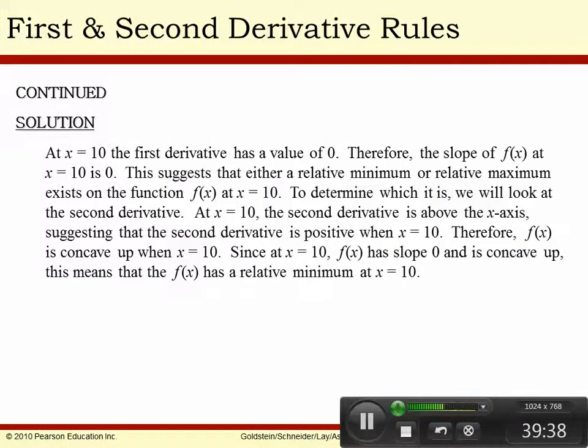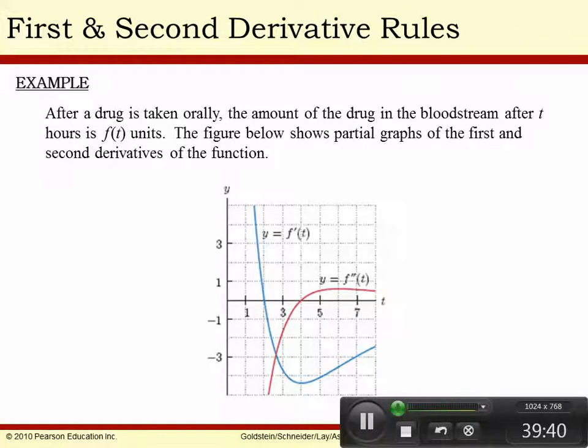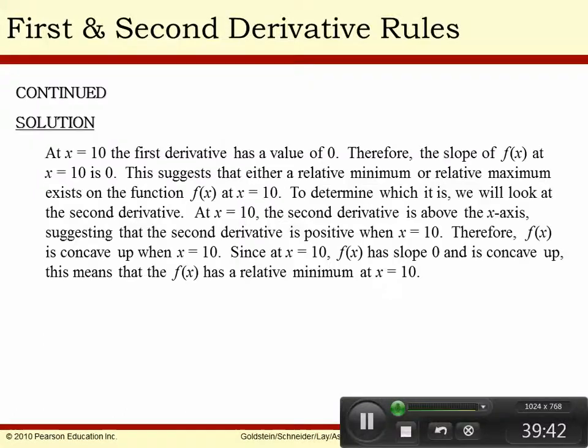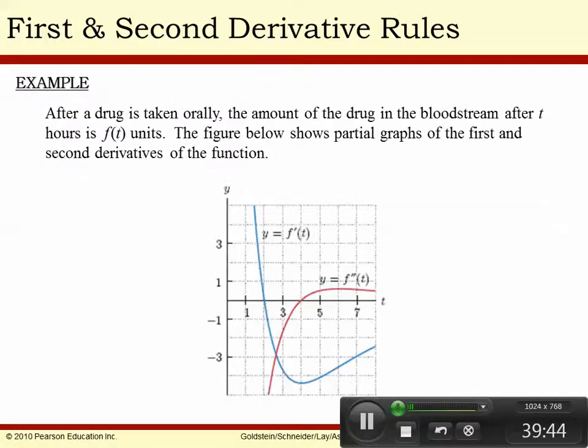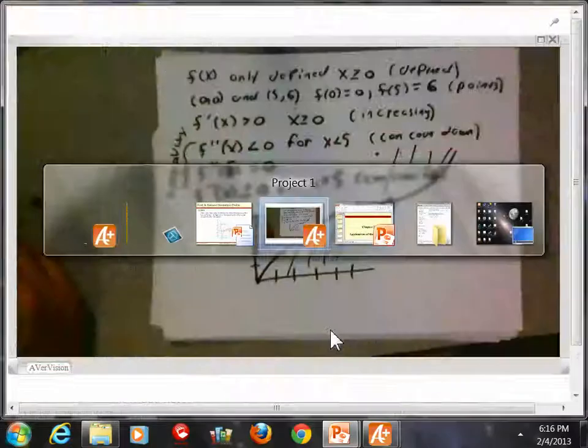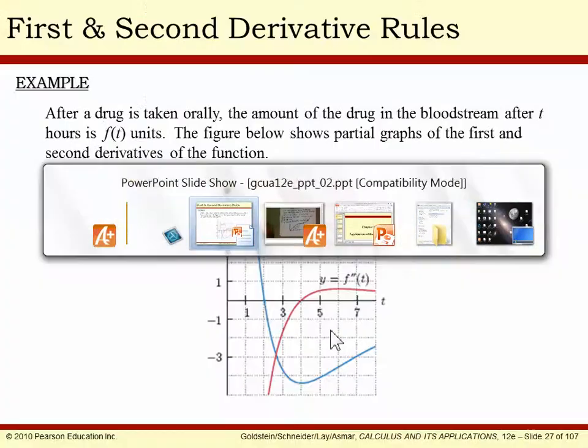Now over here is exactly the same thing we were just saying. And actually, before I go on to this next slide, let me just redraw that for you guys.